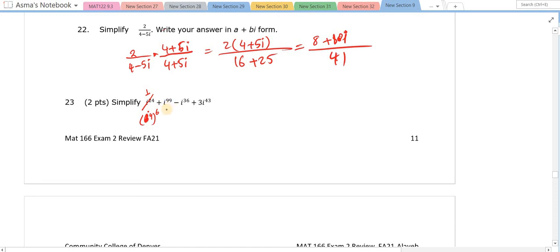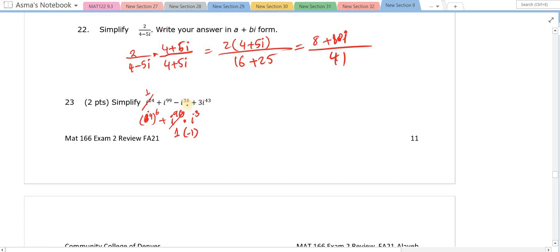Plus 99. I know that 99 divided by 4 is 24.75. So I can rewrite this as i to the 96, which is 24 times 4, times i to the 3rd power. So this becomes 1, and this becomes negative 1. And then you finish the rest the same.